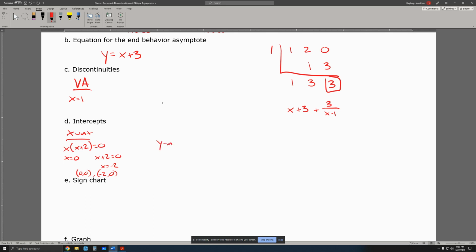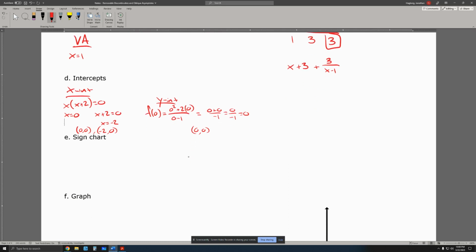For our y-intercept, I already noticed that we have an x-intercept of the origin, so that tells me my y-intercept is also the origin. But let's go ahead and evaluate just for good practice. So we have 0 squared plus 2 times 0, this is the original function, over 0 minus 1. We get 0 plus 0 over negative 1. 0 over negative 1 is 0. So here is our y-intercept, 0, 0.